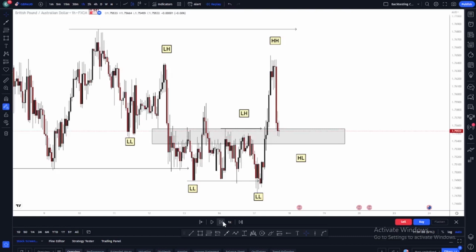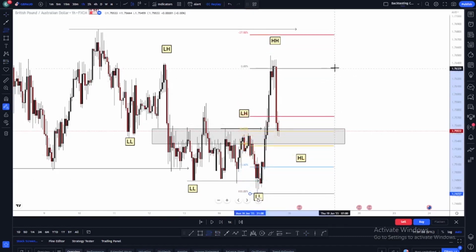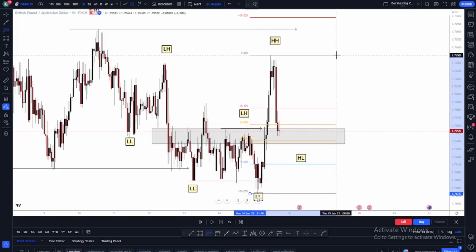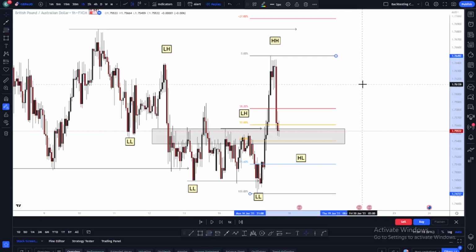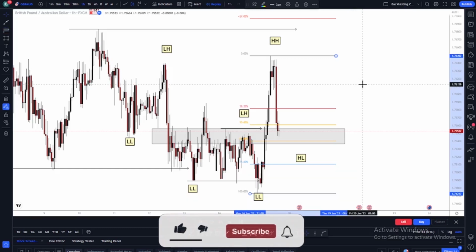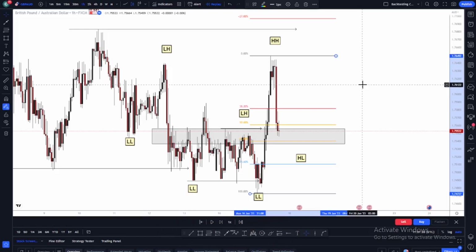Boom. At this point, if you are to take our Fibonacci tool and draw from this lower low right here and drag to a higher high, we realize our retracement zone is between our 50% and our 61.8% Fibonacci level. Do you understand? If you draw the Fibonacci from our lower low to our higher high, you realize that our resistance, where we are expecting price to retrace to, is between our 50% and our 61.8% Fibonacci level.